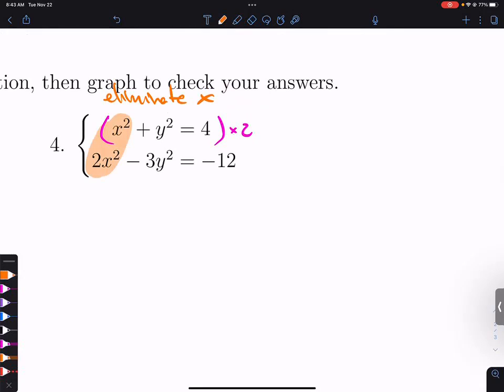Anybody see this? Same thing. Yeah, you could eliminate y if you multiply the first one by 3. You could take this first one and solve for x squared and do a substitution, right? Because there's x squared in the other one. You can substitute a thing for the same thing, so you don't have to go all the way down to solving for x. You can solve for x squared and use that to substitute if the other one has the same thing in it.